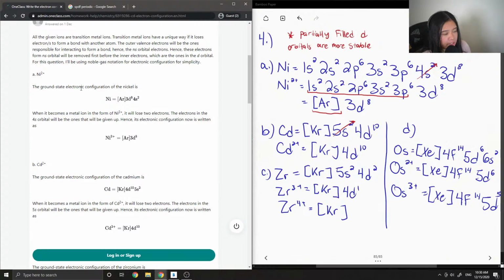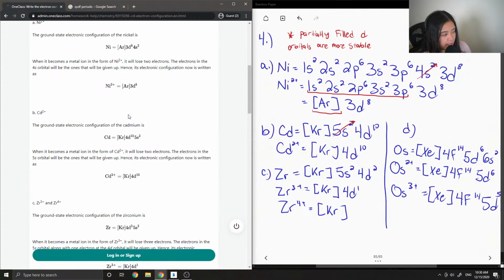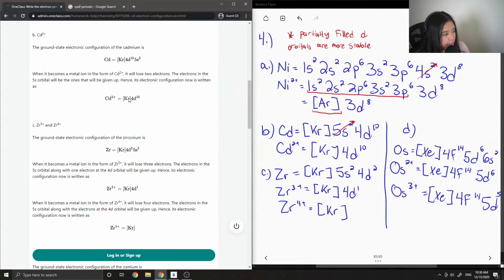The ground state electron configuration of nickel is argon 3d8 4s2. When it becomes a metal ion in the form of nickel 2 plus, it will lose 2 electrons. The electrons in the 4s orbital will be the ones that will be given up. Hence, its electron configuration now is written as argon 3d8. For cadmium 2 plus, they have cadmium, krypton 4d10 5s2. When it loses 2 electrons, it is now krypton 4d10.